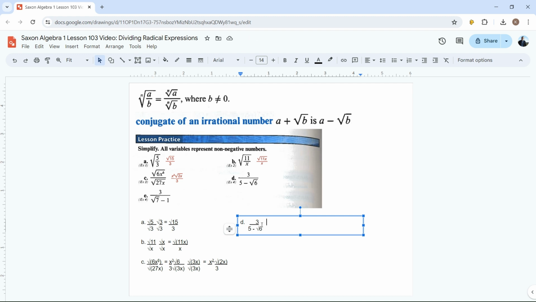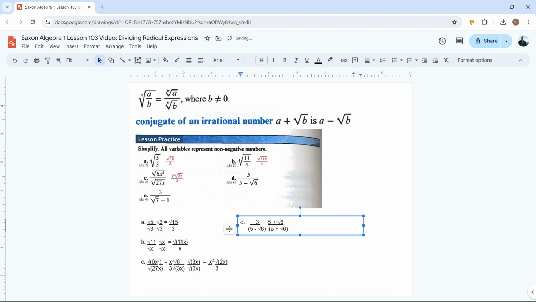We need to multiply this by the conjugate of the denominator. So instead of 5 minus the square root of 6, I actually need to multiply this by 5 plus the square root of 6. And I can't just multiply the denominator. I have to multiply the numerator too by 5 plus the square root of 6. Does that make sense? If I multiply the denominator by something, I have to multiply the numerator. Now I'm going to put these in parentheses on the bottom just so we can see exactly what it is that we're dealing with here.